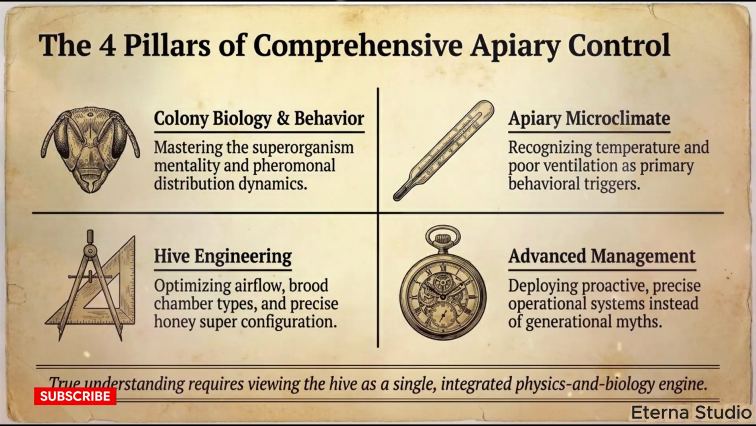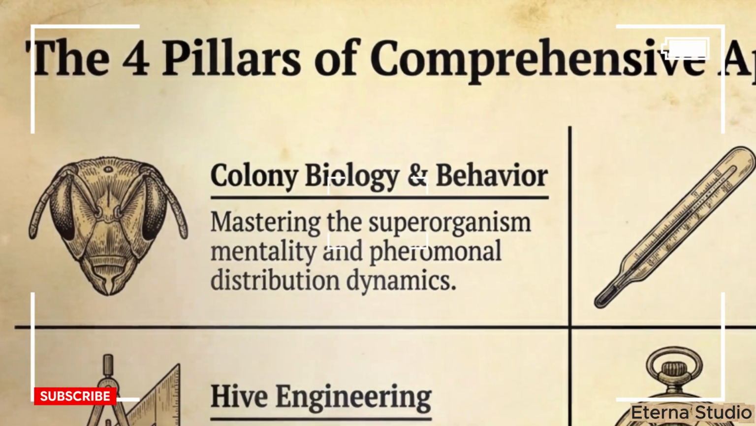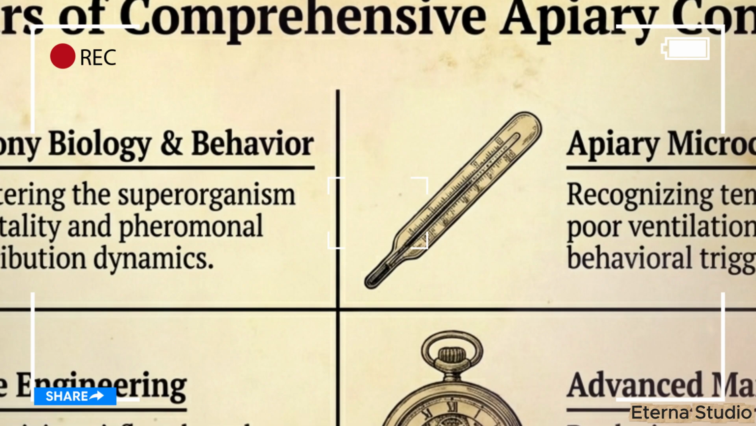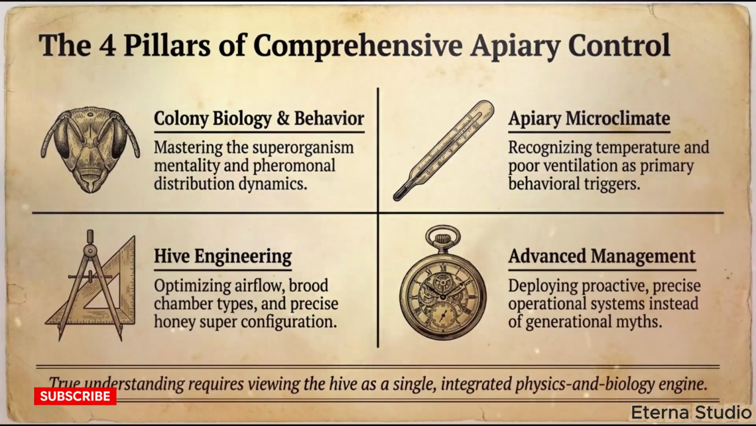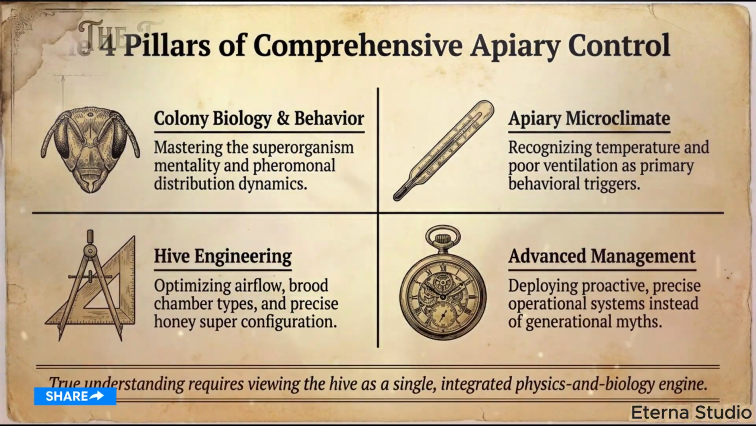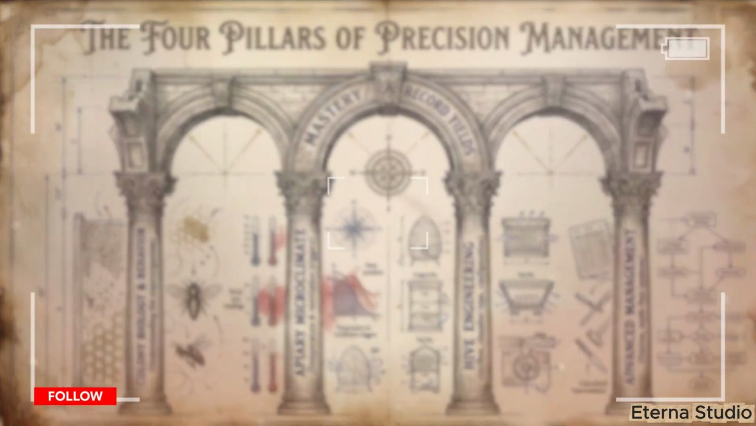Why does this episode require you to watch the entire series from the beginning? Swarming is not random. It is a biological algorithm. If you are trying to solve swarming only with this episode, and you have not watched the previous ones, you are fighting the consequence, not the cause. Our channel is designed as a system, where every episode builds the next one. To truly understand what is happening inside your hive today, you must return to the foundation.